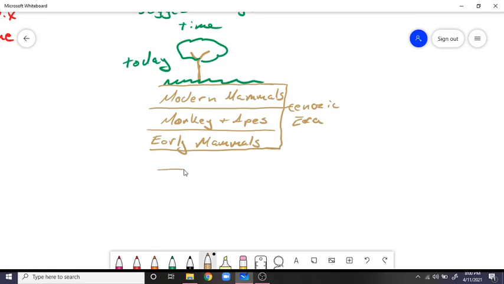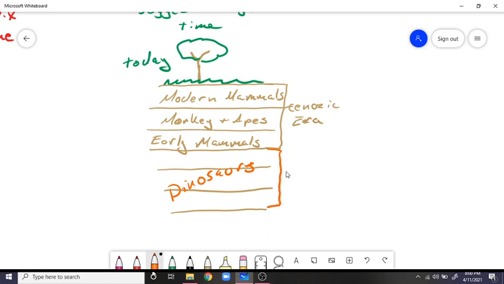In my next couple sets of layers, this is where I'm going to find the dinosaurs. These are the Mesozoic.